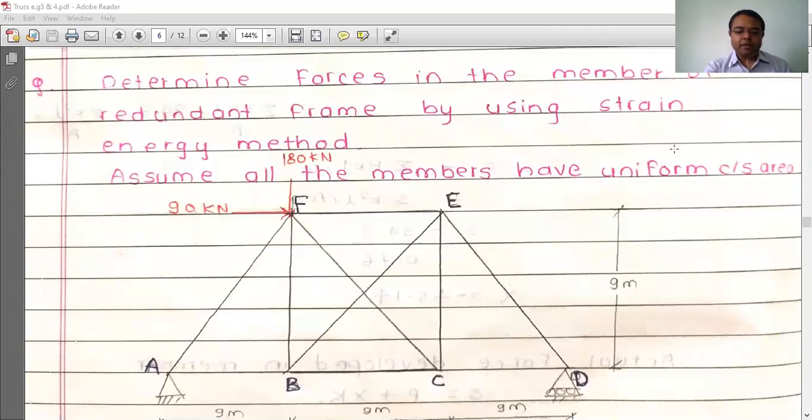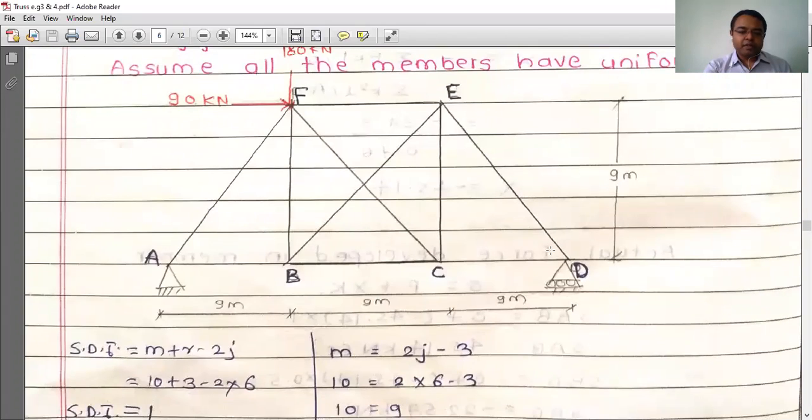So this is the next example from the same series. We are going to analyze a given indeterminate type of truss by using the strain energy method. Okay, so this is the given truss. In this problem, two forces are given at point F: a 180 kilonewton load and a 90 kilonewton horizontal force. Okay, so first of all, we will find the SDI of the structure.